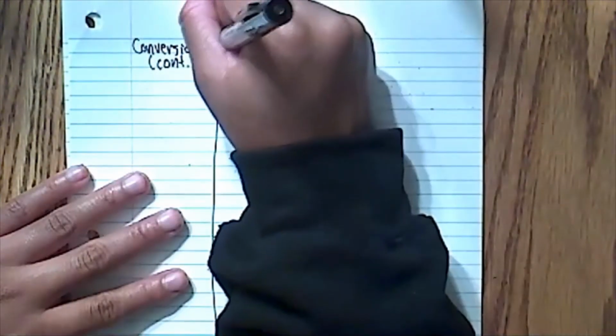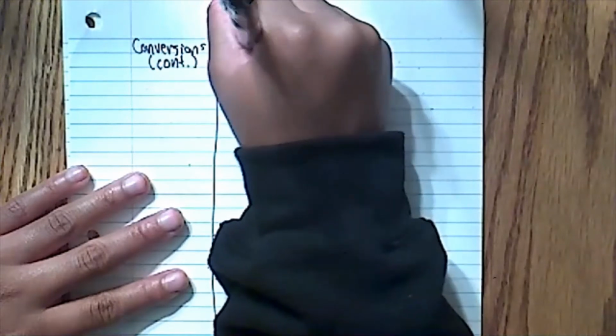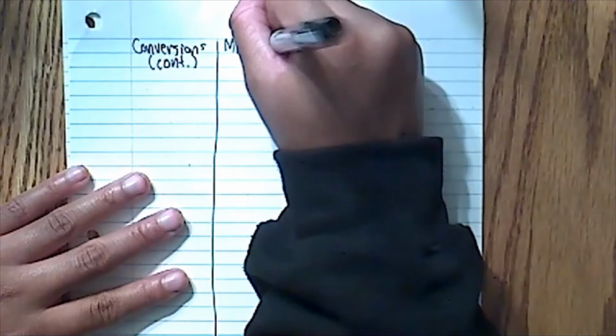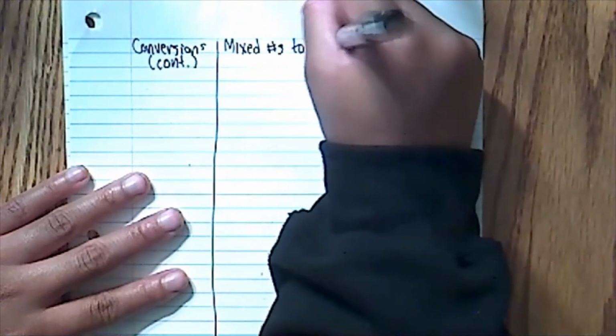So the next conversion, we're still continuing our conversions. Except now we are going to go from mixed numbers to fractions greater than 1. So now we're going backwards.